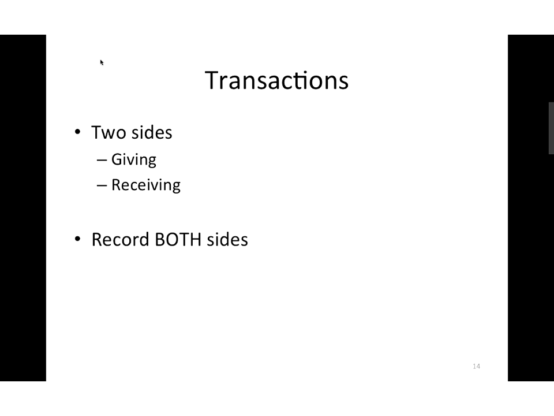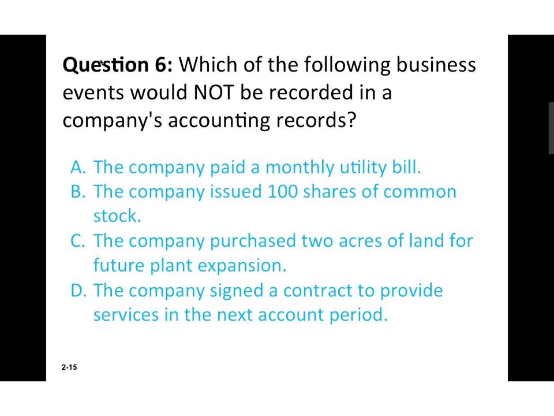So we have a question coming up now. We have a Learning Catalytics question coming out. And this question: which of the following events would not be recorded in the accounting record? So we're asking which event is not a transaction. Which of these events is not a transaction?